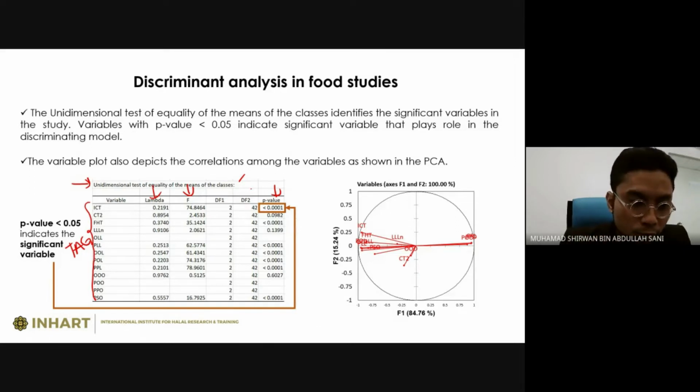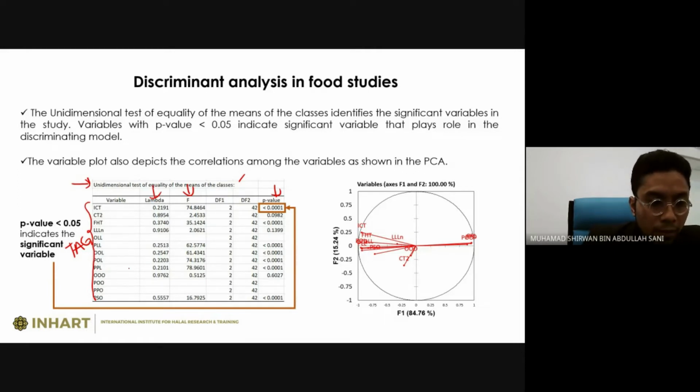Okay, so what you can do, you arrange this F statistic from the highest value to the lowest one, so you can identify which variables are the significant ones that discriminate the samples, the grouping. So in this case, we look at this one. We have PPL, one of the TAGs. You can find the whole name of this TAG. The name is long, so I just simplified it as PPL.